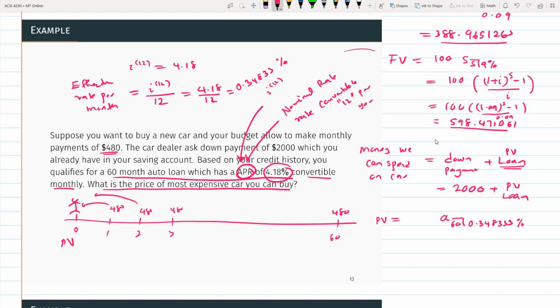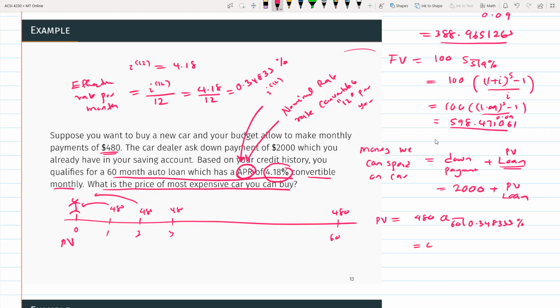But then this is not 1 unit, it's $480. Now, is it annuity due or annuity immediate? Let's use annuity immediate. The big reason is that usually we pay the down payment right away, and then we start paying the rest once we buy the car. So I'm going to make this an annuity immediate.